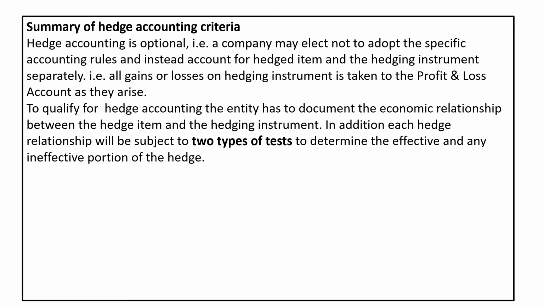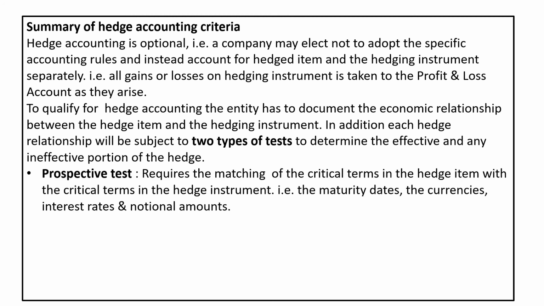To qualify for hedge accounting, the entity has to document the economic relationship between the hedge item and the hedging instrument. In addition, each hedge relationship will be subject to two types of tests to determine the effective and any ineffective portion of the hedge. The first is the prospective test. It requires the matching of the critical terms in the hedge item with the critical terms in the hedging instrument, i.e. the maturity dates, the currencies, interest rates, and notional amounts.